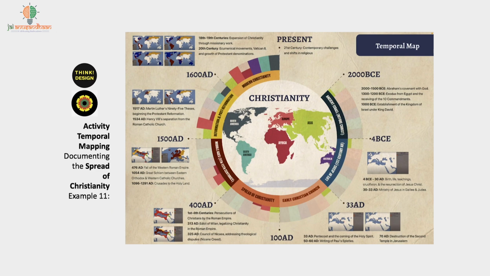This is a temporal map documenting the spread of Christianity right from 2000 BC to the present times, and the major phases of this have been mentioned there, and you can see the countries are color coded. It's done in a circular dimension, and you can see that the spread of the religion is shown as graphs around this circular visualization. At one glance you can make out the spread of Christianity through the ages.